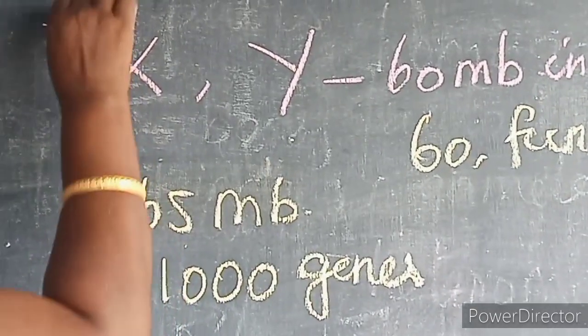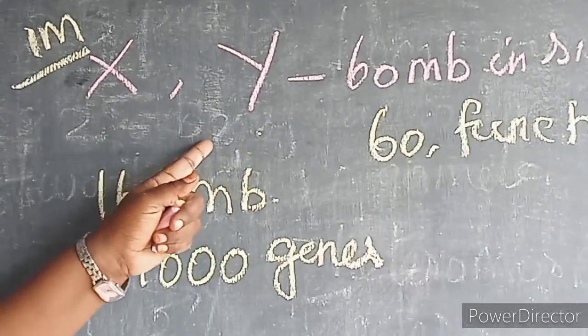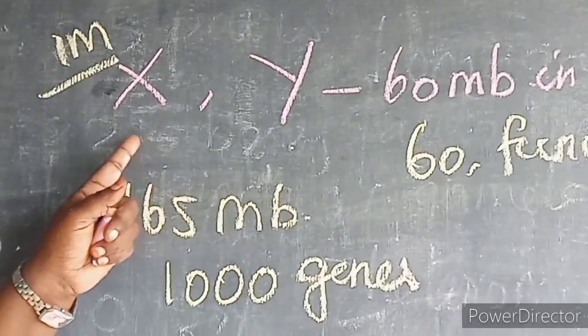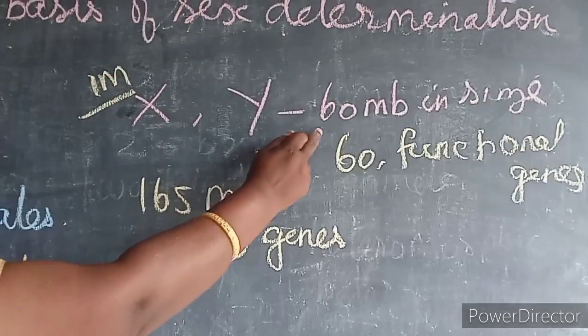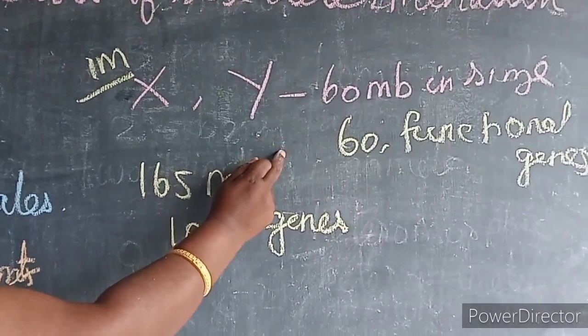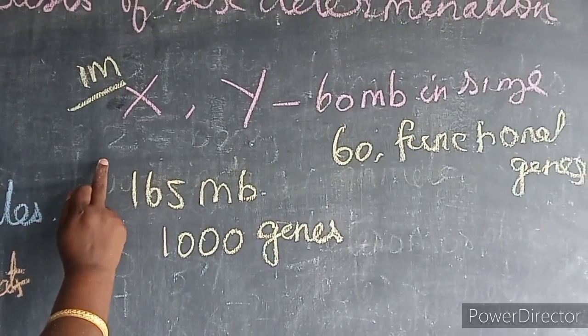It is a one mark question. What is the difference between the X chromosome and the Y chromosome? What is the size of the X chromosome? 165. What is the size of the Y chromosome? 60. How many genes are present in the Y chromosome? 60. How many genes are present in the X chromosome? 1000.